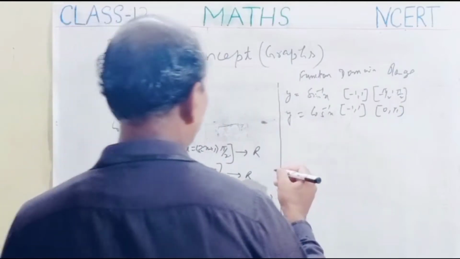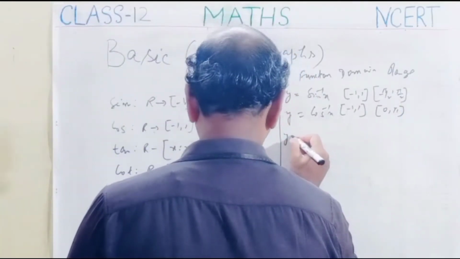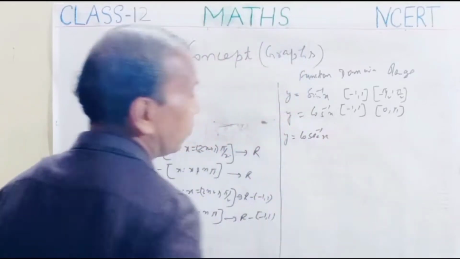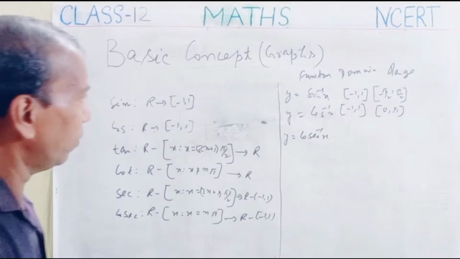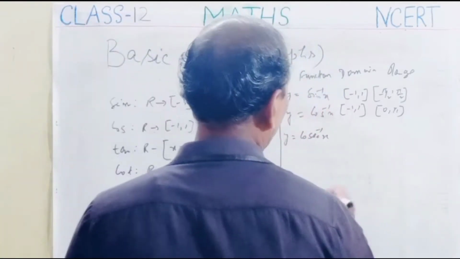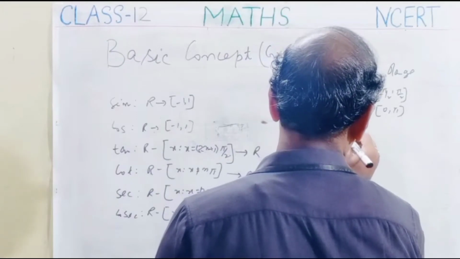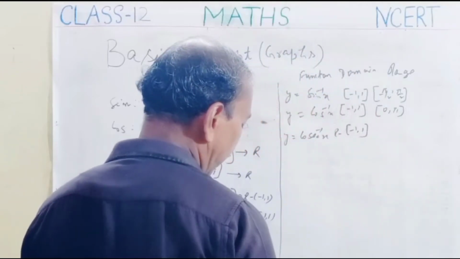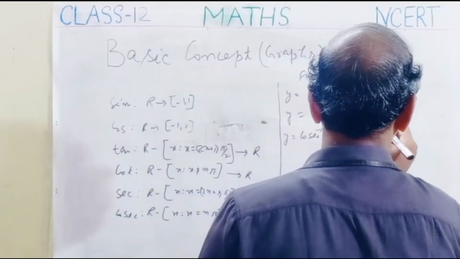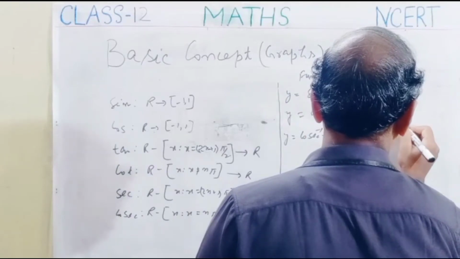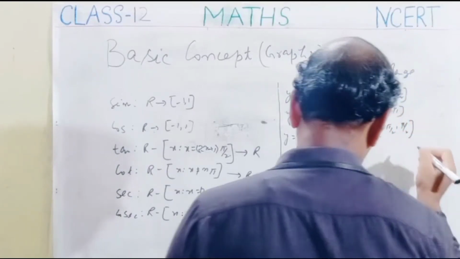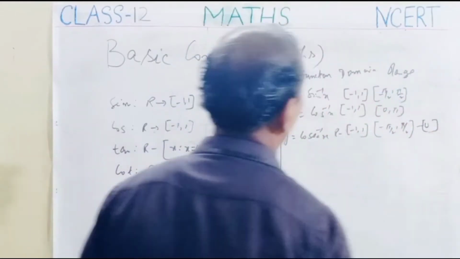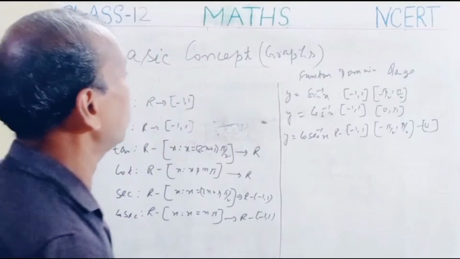Now the next one, y is equal to cosec inverse x. In cosec inverse x, the domain will be the real numbers minus -1 and 1, and the range is again minus pi by 2 and pi by 2, but in this case 0 will not be included.